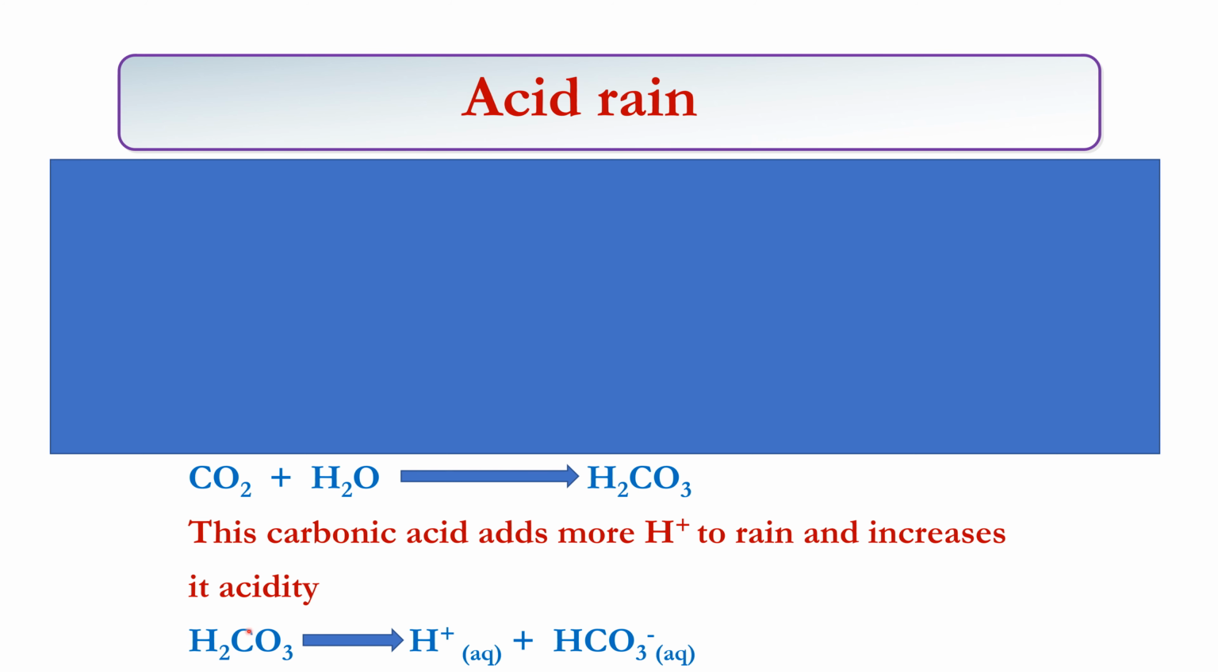So this is your carbonic acid. When it ionizes, it will release H plus ion plus HCO3 minus ion. This H plus ion increases the acidity of rain. So this is what causes acid rain.